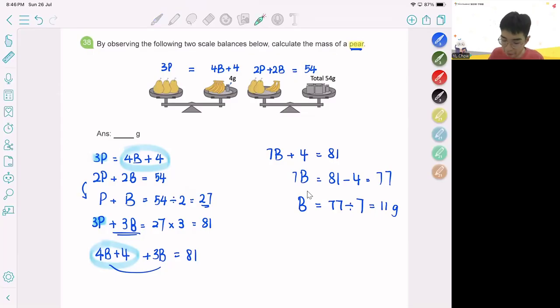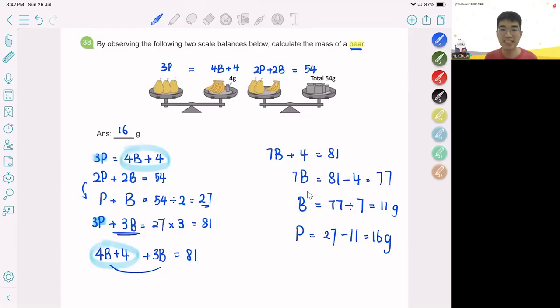For me, I will work with the value of one set. We know one pear and one banana together is 27 grams. So if one banana is 11 grams, then one pear will simply be 27, which is the total set, minus 11, and that will give you 16 grams as your answer. Now, again, this is not the only way to do this. As long as you do everything logically and get the same answer, that method definitely works.